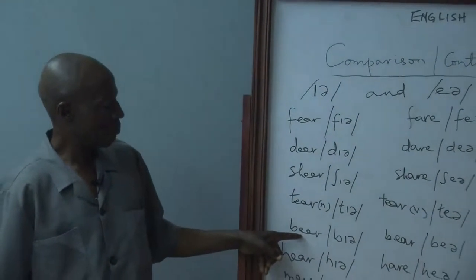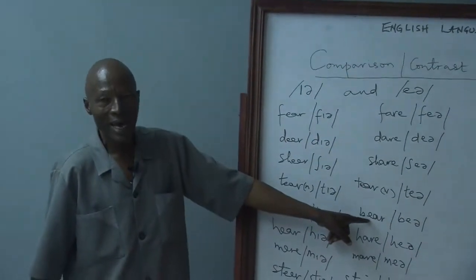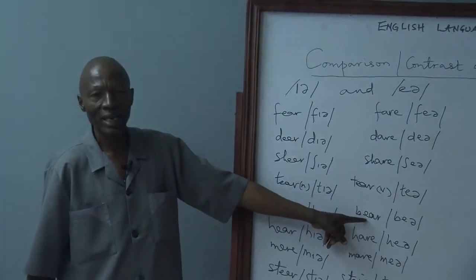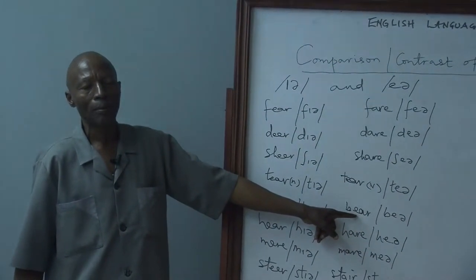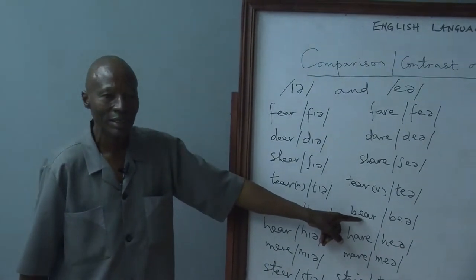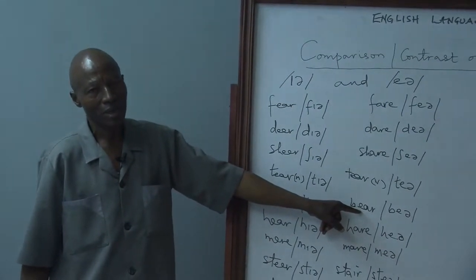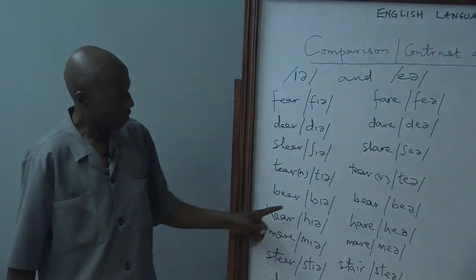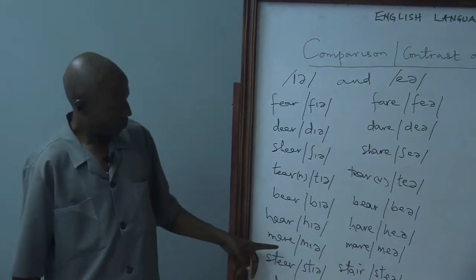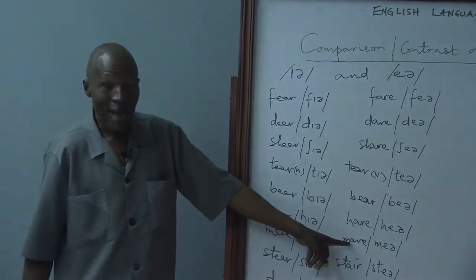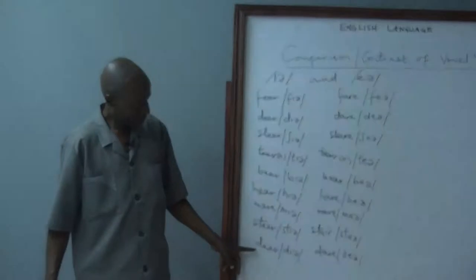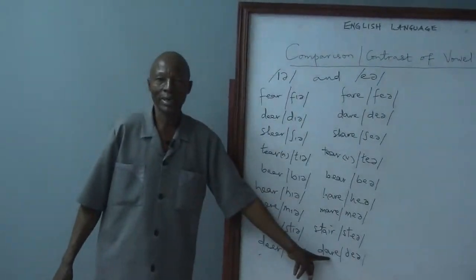Then we have bear. Look at that one, it's a dangerous word. That one looks like bear, but it's not pronounced bear, it is pronounced bear, just like B-A-R-E. They have the same sound, bear. Here, mere, mare, steer, stare, deer, there.